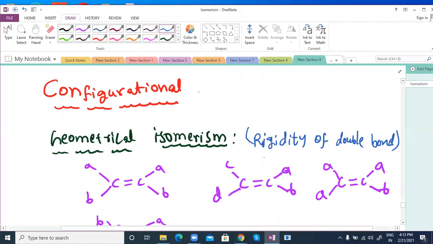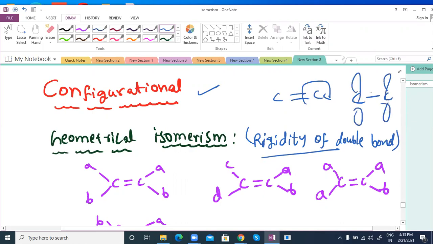Configurational isomerism. Under that, we are discussing geometrical isomerism. Geometrical isomerism is formed due to the rigidity of the double bond, which means we can't rotate a carbon-carbon double bond. If you rotate it, one of the pi bonds is going to break. So this is the partial overlapping. If you try to rotate, it will break this bond. That is the reason we call it rigid character.